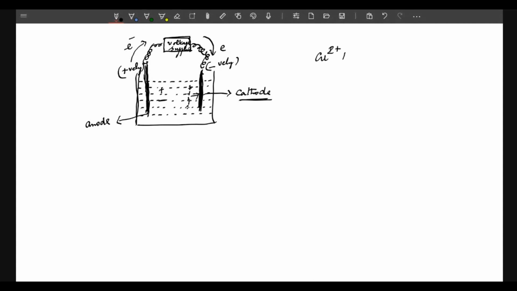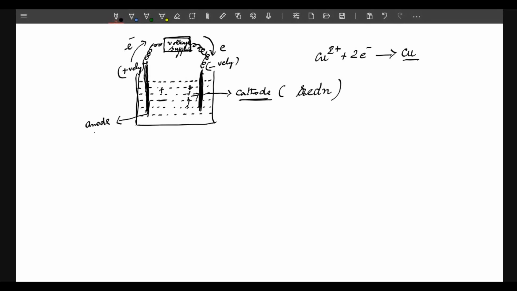Okay, and after the approach of the positive ion to the cathode, what happened? That positive ion would take the necessary electrons and it is converted into the compound. Which process is taking place in the cathode? Again, reduction is taking place. In the voltaic cell also, reduction is taking place. Here in the cathode also, reduction is taking place. Therefore, we call it the cathodic reduction.